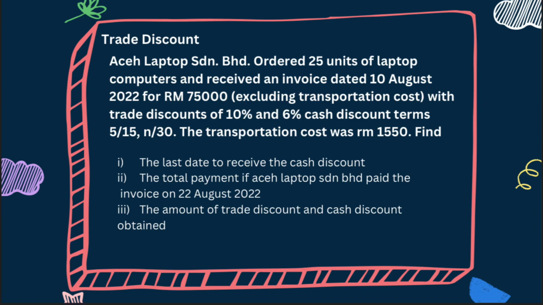Aceh Laptop Sdn Bhd ordered 25 units of laptop computers and received an invoice dated 10 August 2022 for 75,000, including transportation cost, with trade discount terms 10 and 6, and cash discount terms 5/15, n/30. The transportation cost was 1,550 ringgit. First question is find the last date to receive the cash discount. Second question is find the total payment if Aceh Laptop Sdn Bhd paid the invoice on 22 August 2022. For the third question, find the amount of trade discount and cash discount received.